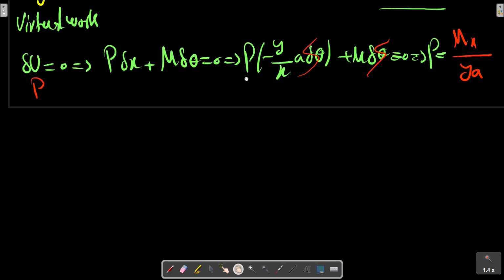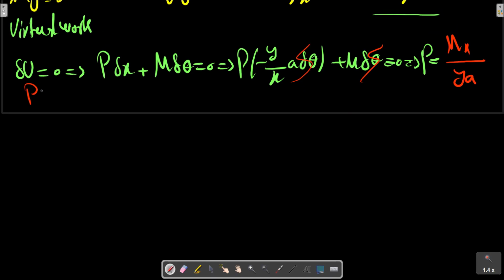So P is M x on y A. Or, y is constant or not? To the center of the OA, y is constant, so P is M x on h A, the final answer.